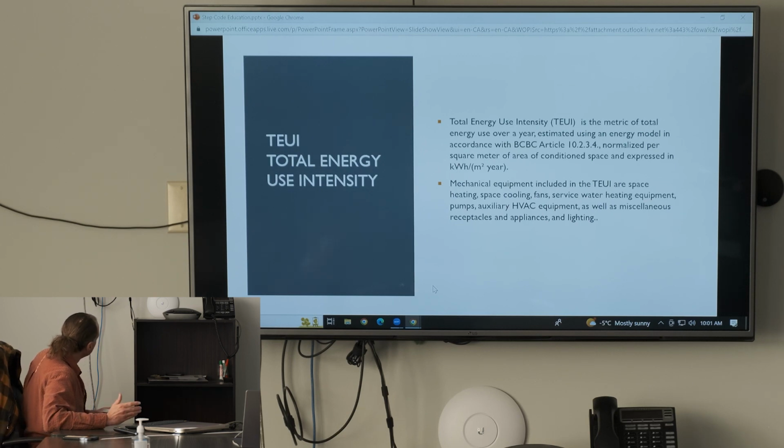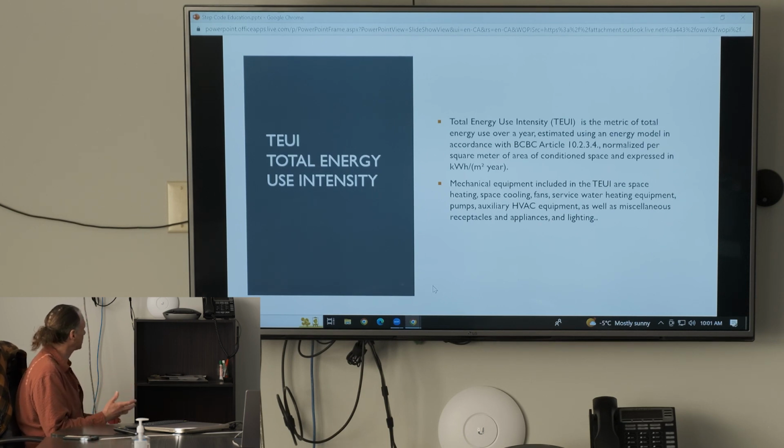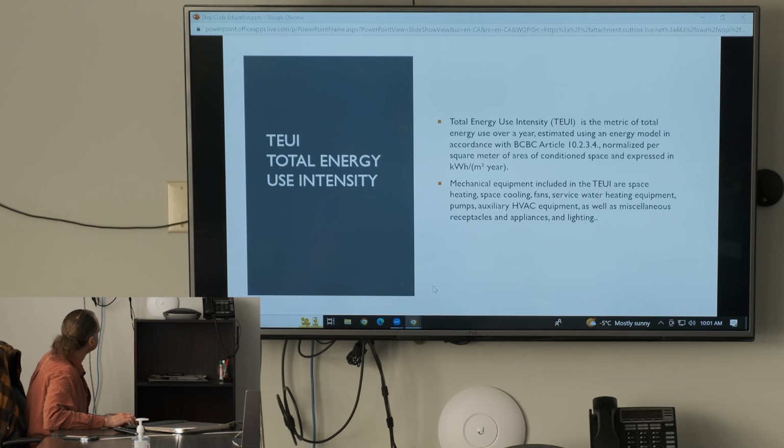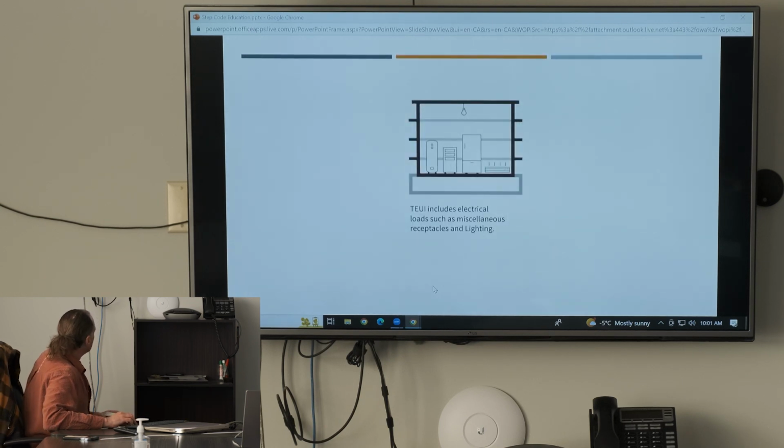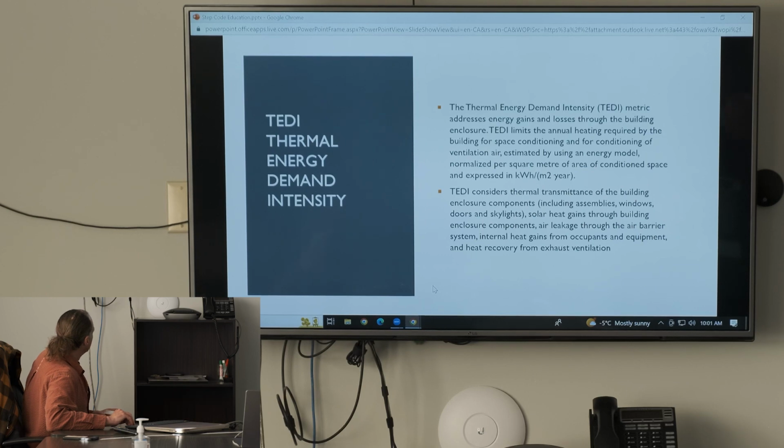So now you have total energy use intensity, which does include the receptacles, appliances, and lighting. So it takes into account the previous one, the mechanical energy use intensity, your space heating, cooling, fans, service water and heating equipment, but it also includes receptacles and appliances and lighting. Yes, thermal energy use intensity includes electrical loads, miscellaneous receptacles and lighting.